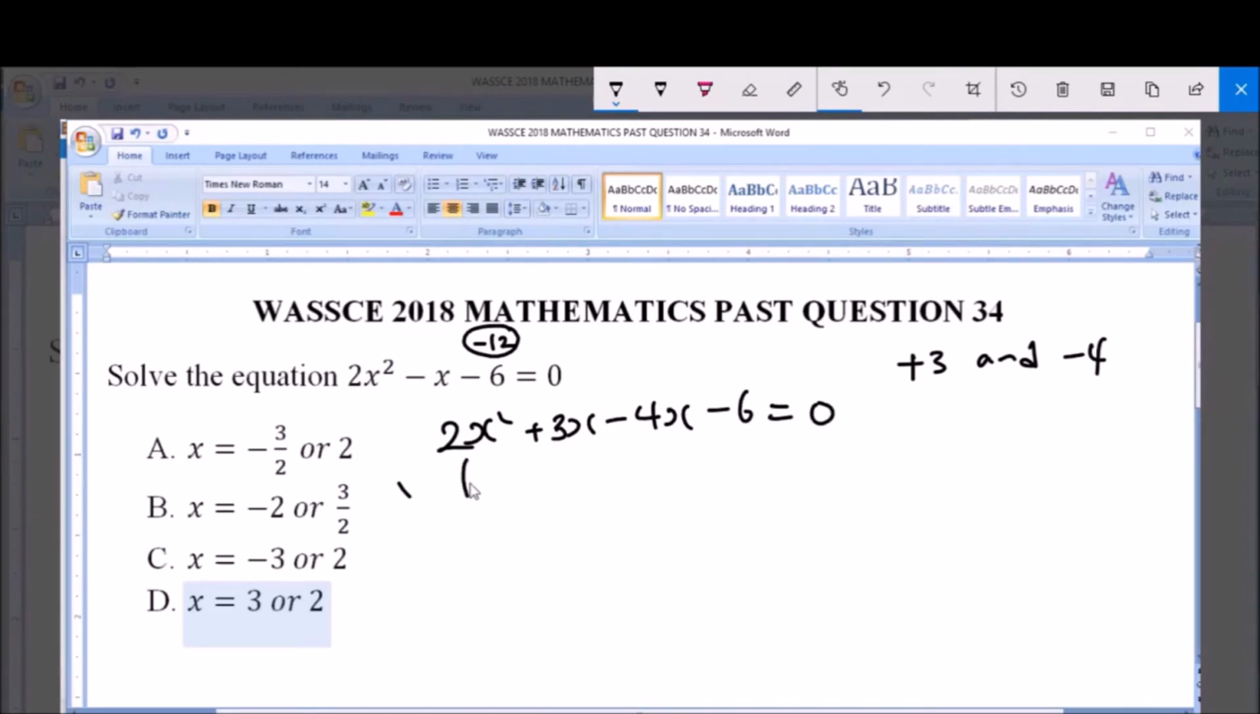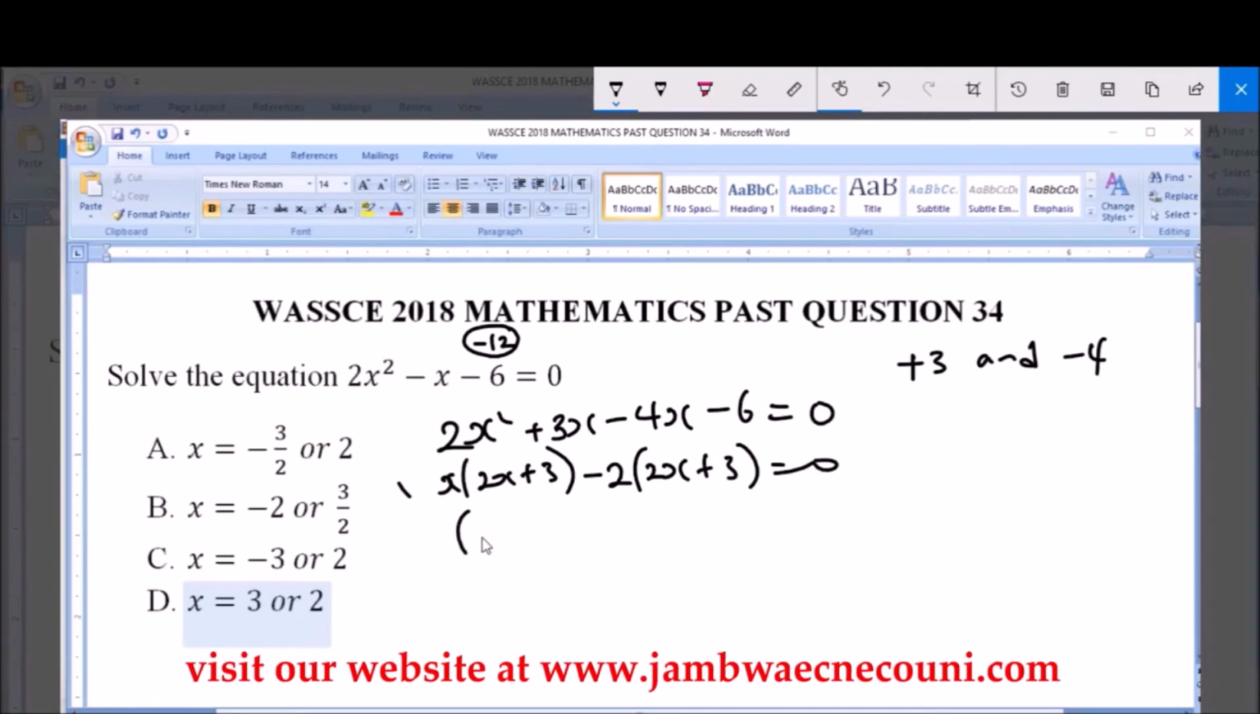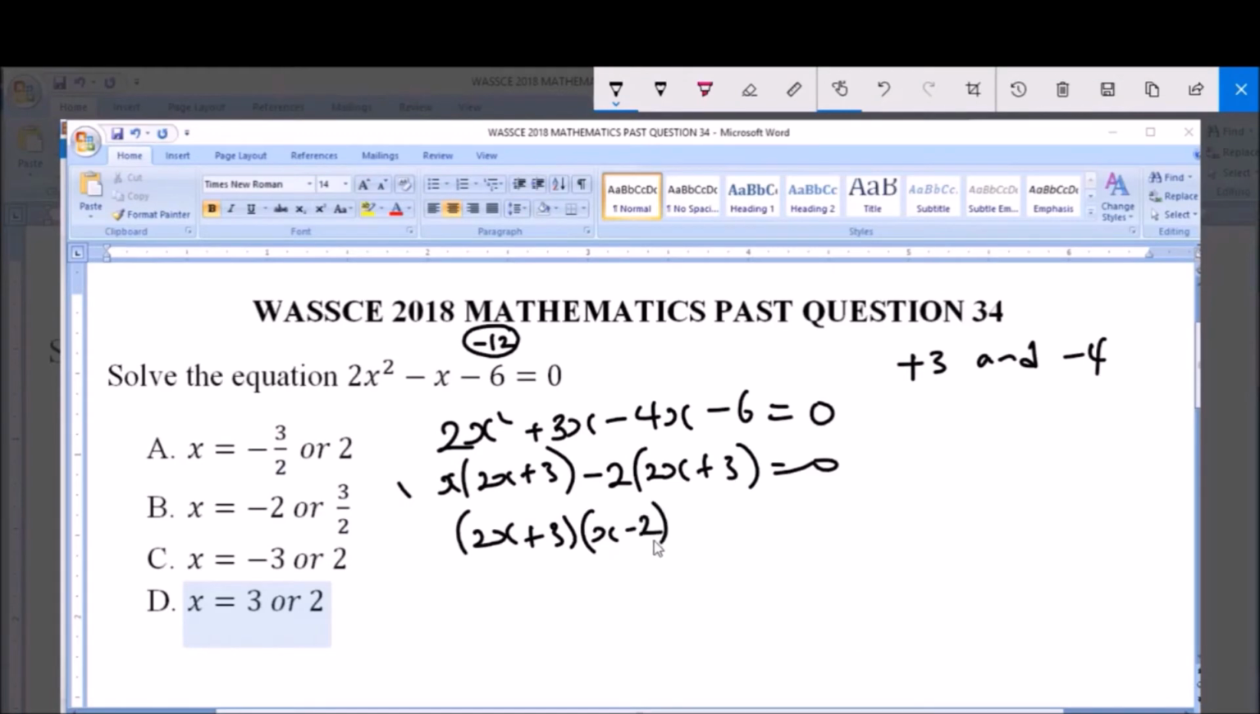We can say x into (2x plus 3) close bracket, minus, now here we have minus 2 into (2x plus 3), equal to 0. So from this we have that (2x plus 3) into (x minus 2) equals 0.